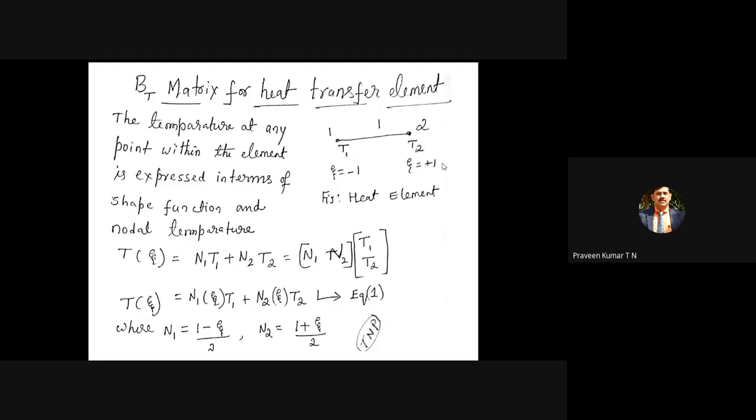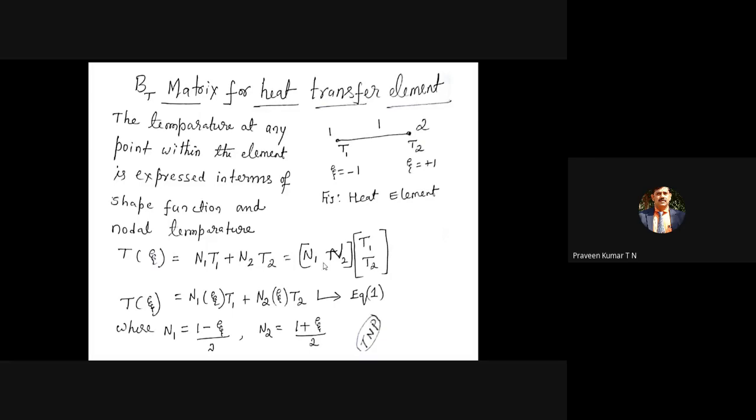At node 2, temperature is T2. And the xi value at node 1 is known. The xi value at node 2 is known. So this is nothing but a heat element. Similar to the bar element or truss element, it is referred to as the heat element. This equation we have already discussed. So temperature at any point within the element is given by N1 T1 plus N2 T2.